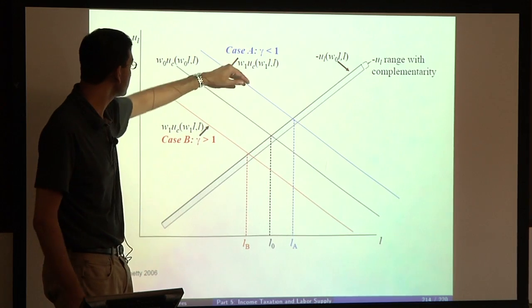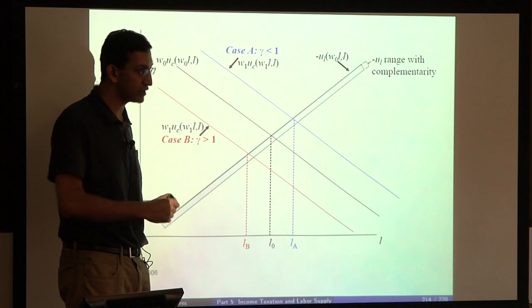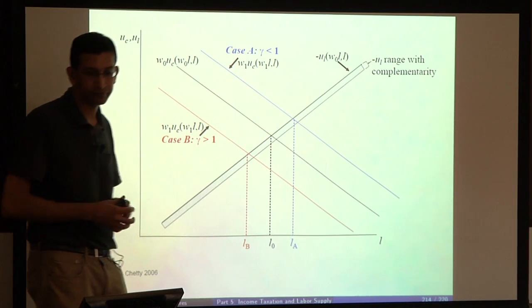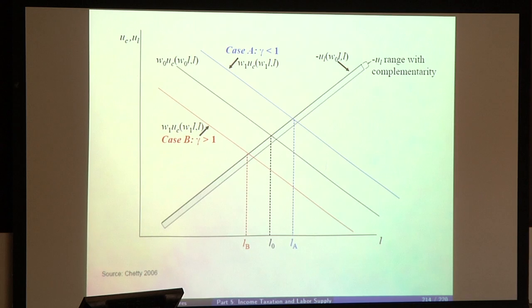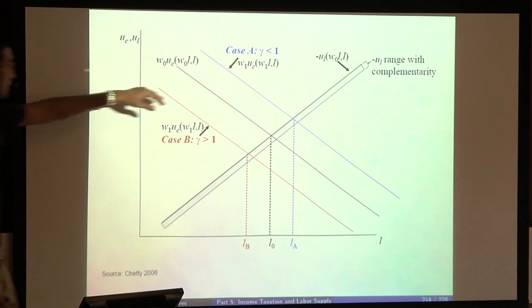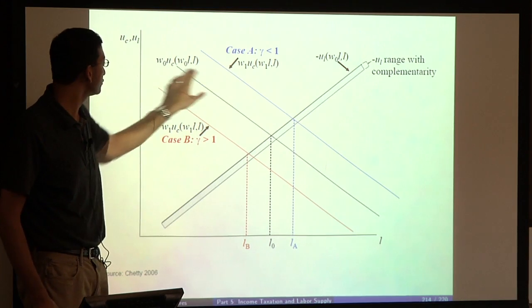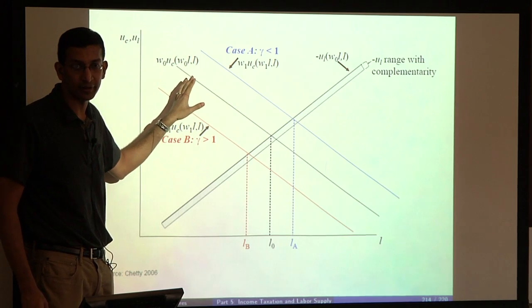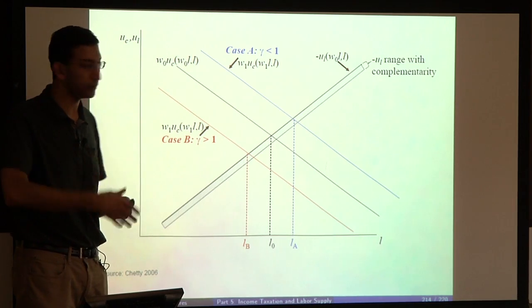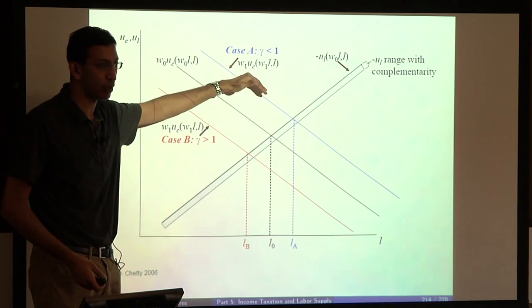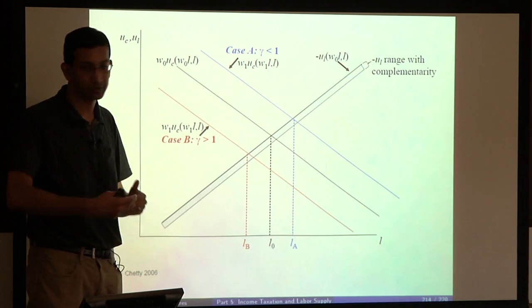labor. Now I'm considering this experiment where I raise W naught by 1%, so I'm raising it to W1. What are the effects on this marginal utility schedule? First, you see that there's a W multiplying the marginal utility, so that's going up by 1%. So this thing is going to shift out by 1% to the blue curve. It's just a direct effect.